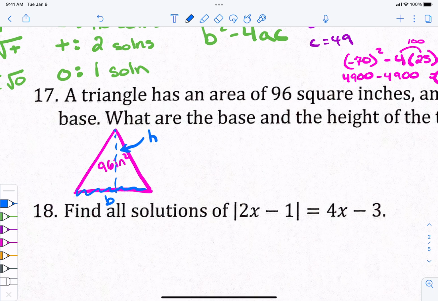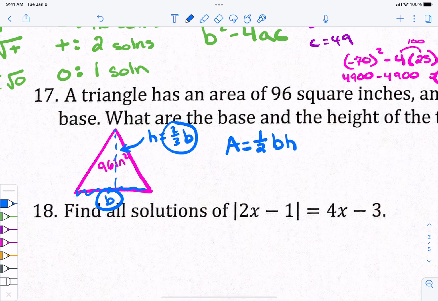The height is 2/3 of the base. So H equals 2/3 of the base. How do you want to write that? 2/3 B, whatever, right? So I have a base, and then I have a height measurement that's 2/3 of the base, okay? Now, how do you find the area of a triangle?